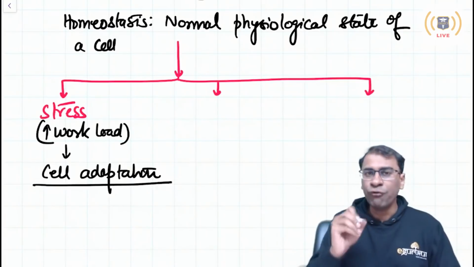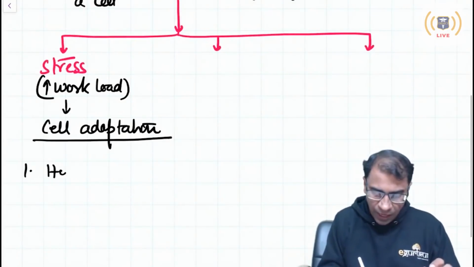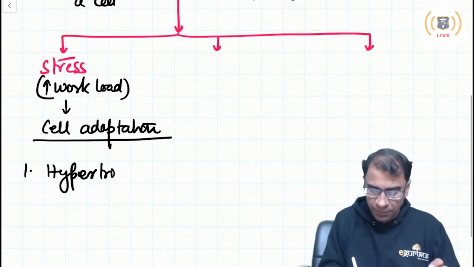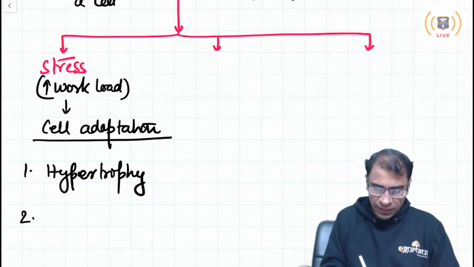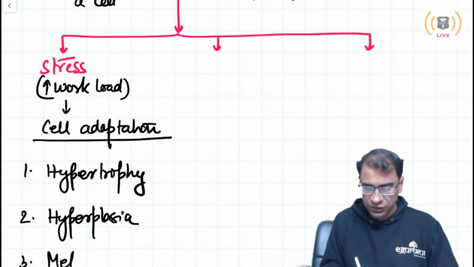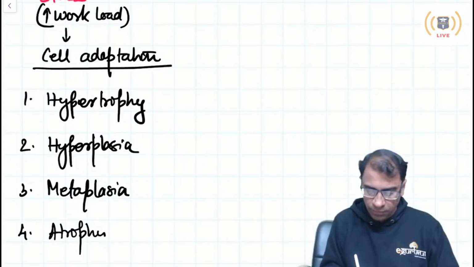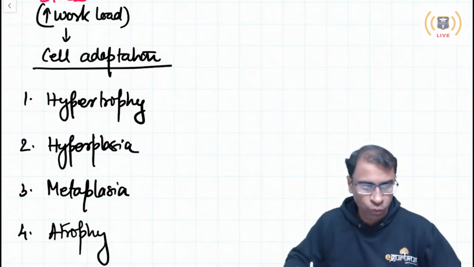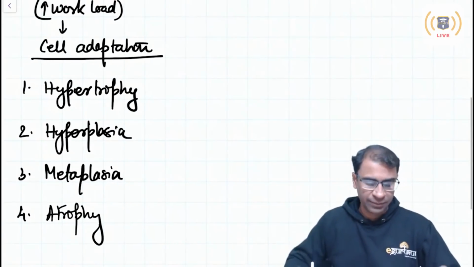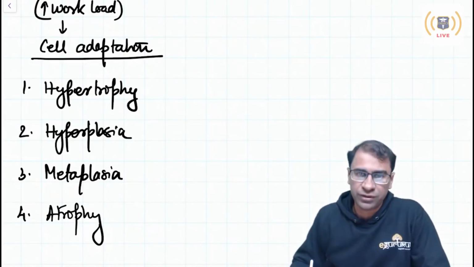There are basically four types of cell adaptation. It may be hypertrophy, it may be hyperplasia, it may be metaplasia, or maybe atrophy. There are four types of cell adaptation: hypertrophy, hyperplasia, metaplasia, and atrophy.